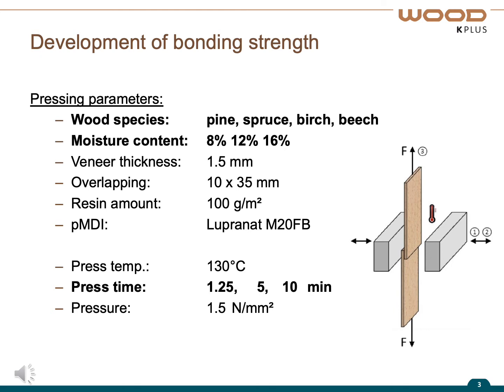As wood species, we have chosen pine, spruce, birch, and beech, each conditioned at 3 different moisture contents, so 8, 12, and 16%. These veneer samples were then pressed for 75 seconds, 5 and 10 minutes using pMDI as binder, and immediately after pressing, the tensile shear strength of the sample was tested.